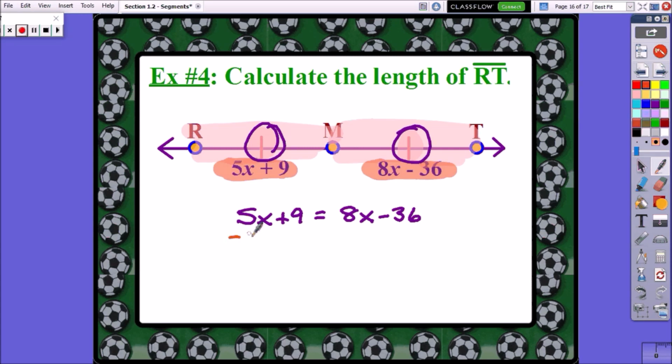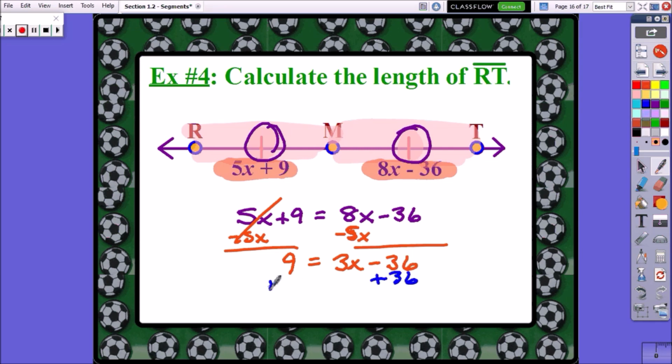So now if we use some algebra here, let's move my 5x over to the 8x side. That's a 5, not a 3. So then we got 9 equals 3x minus 36. We can then add the 36 over, across the equation to the 9. And then we've got 45 equals 3x. Divide that 3 over to the 45, and we get that x is equal to 15.